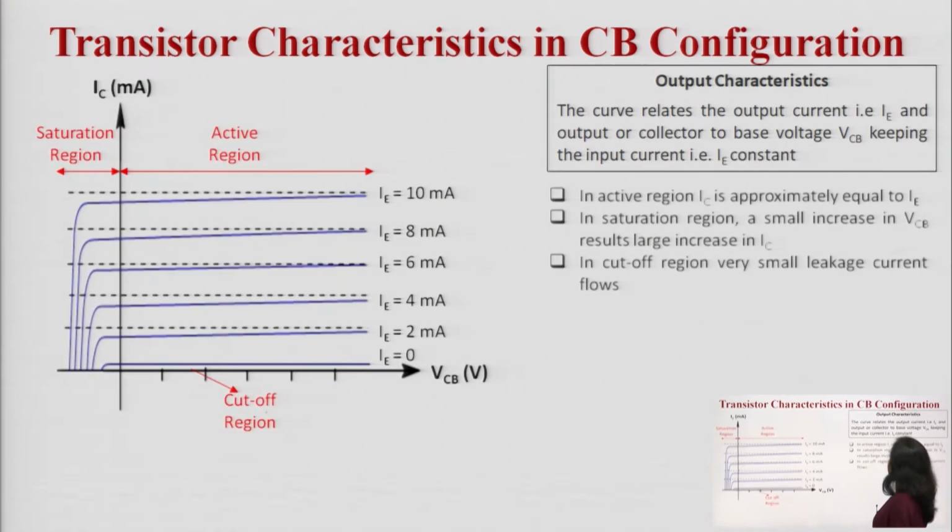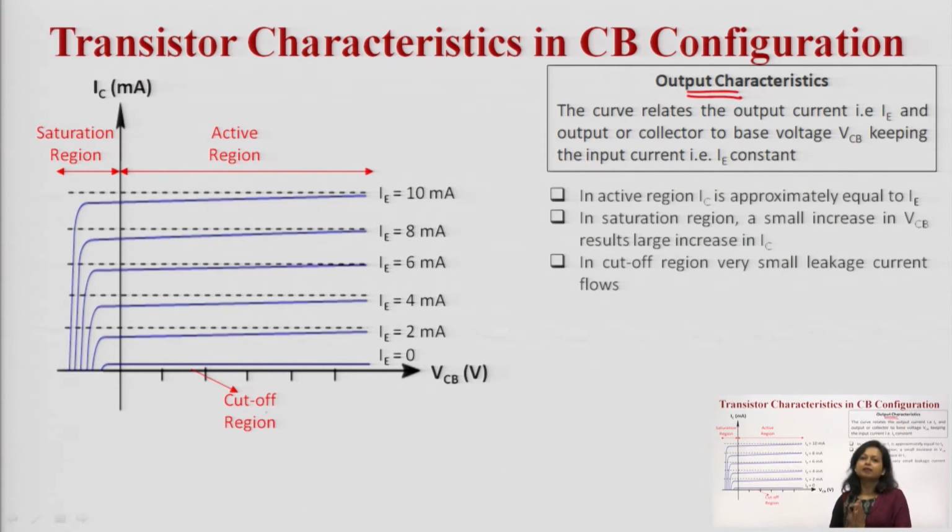Now what is the output characteristic? Recall the output section. The output section is in between the collector and base. Base is common. Input is in between emitter and base. Output is in between the collector and base, and the collector base junction is reverse biased. Recall all these terms. So here the curve will be plotted between the output current, which is IC, and the output voltage, which is VCB, by keeping the input current constant, and here the input current is IE.